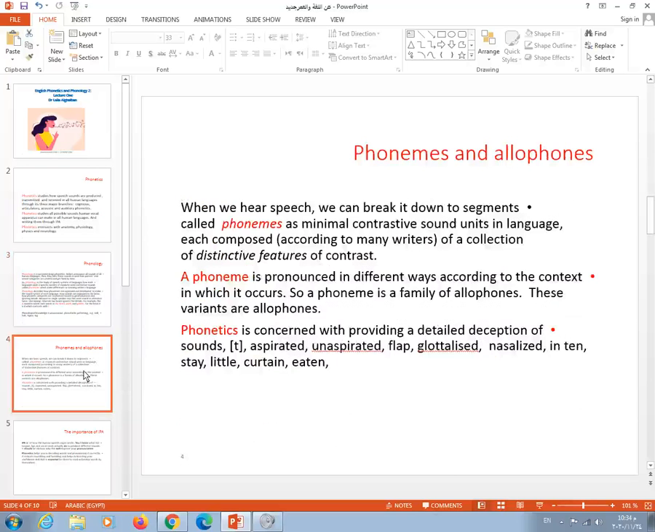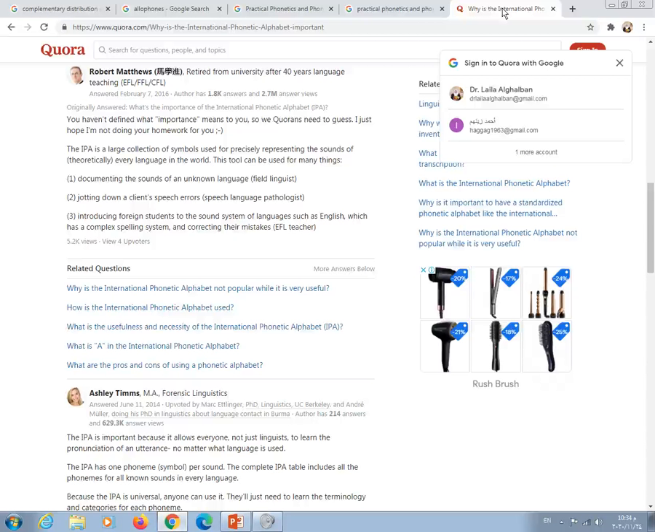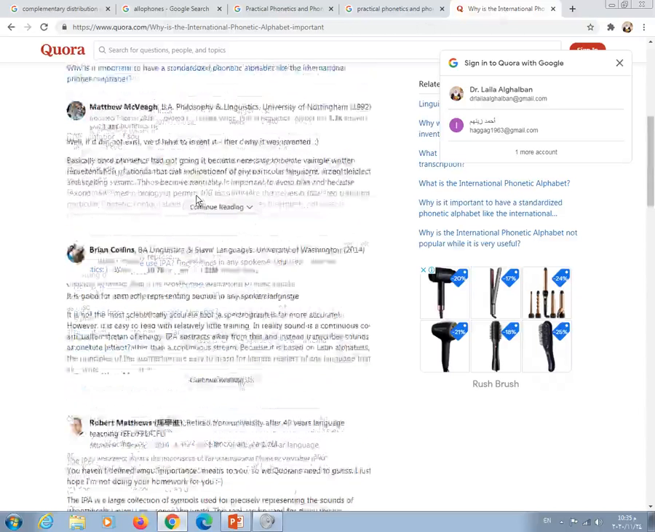And now I'm going to move to, I just want to go to the importance of IPA, and you can go to page 5, bottom of the page, the International Phonetic Alphabet. Let's go to Google first to see what this is, the International Phonetic Alphabet. And why it's important to have this.